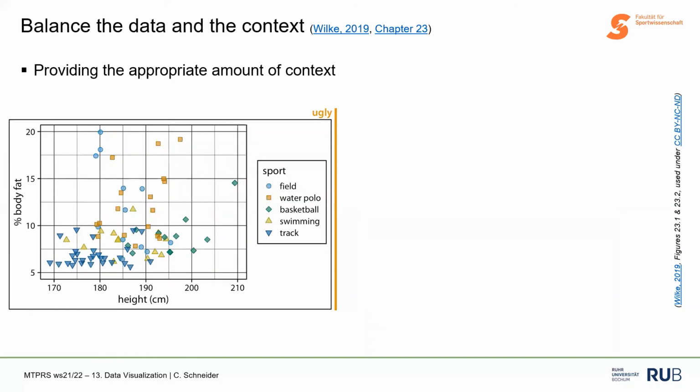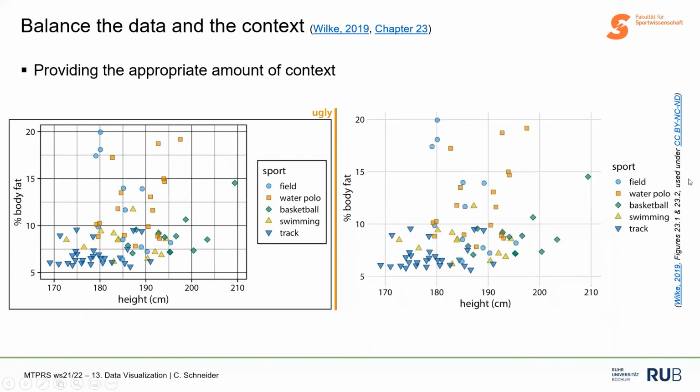Final thing is, it is also helpful to provide some context. So grid lines can be very effective. The horizontal and vertical grid lines can be helpful to understand what the differences are between the different data points, but this is probably overloaded on the left-hand side. On the right-hand side, the main information is probably clear enough. You can see the differences in height by 10 centimeters, which is probably quite good accuracy for this, and also differences in body fat of 5%.